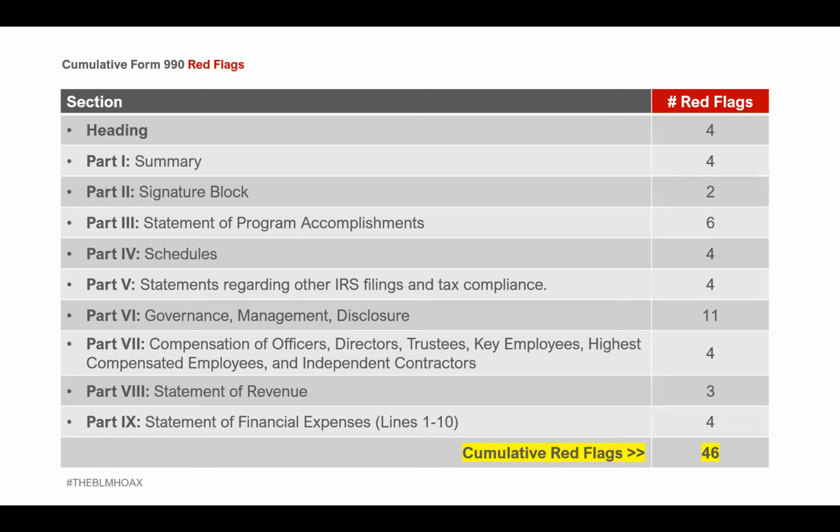Let's take a look at the cumulative Form 990 red flags that I've identified since I've started analyzing this one Form 990. 46 red flags so far, because I list each part or each section of the Form 990, and I list the number of red flags that I find in each part of the Form 990. For example, in this last part, I found four on lines 1 through 10. So there are 46 red flags that I've identified, and I am not a forensic accountant.